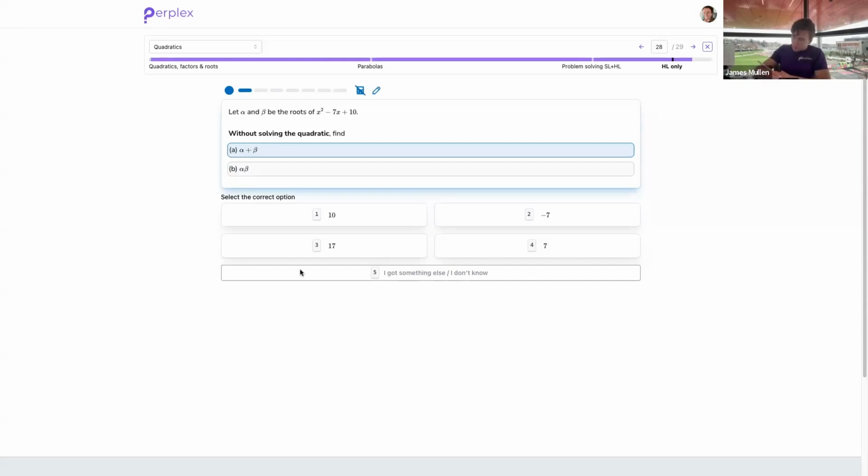So remember, the sum of the roots is -b over a, so alpha plus beta is equal to -(-7) over, in this case, 1. So just equal to 7. So the sum of the roots is 7. Okay? And the product of the roots is c over a, so it's just 10.